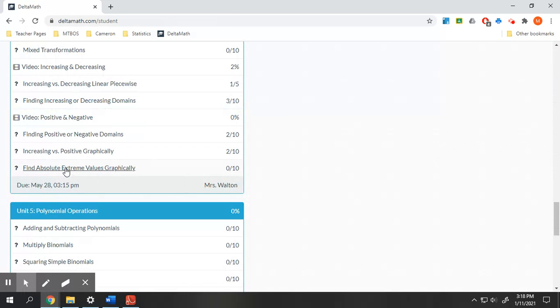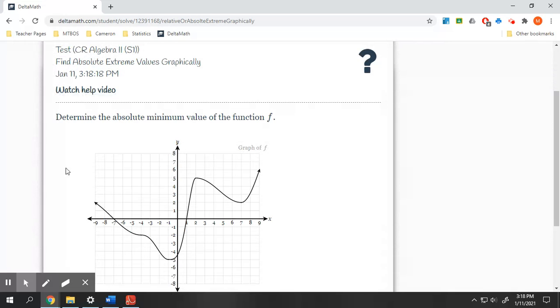Now, last one of this unit is find absolute extreme values graphically. So here is what I see. First things first, let's go ahead and talk real quickly about absolute and relative. So an absolute minimum value is the lowest possible value that you could have on a graph, whereas a relative minimum is a valley, but it's not necessarily the lowest.